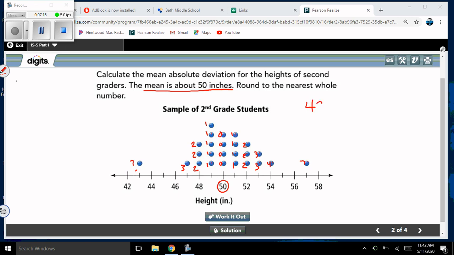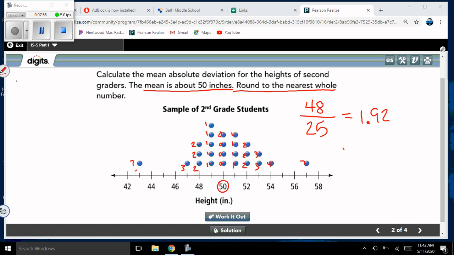So it appears as though all the deviations add up to 48, divided by the number of data points that I have. So I've got 1, 2, 3, and so on, up to 25. Okay. So we're going to take 48 and divide it by 25. 48 divided by 25 is 1.92. And they want us to round to the nearest whole number.